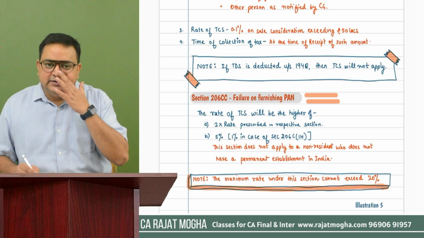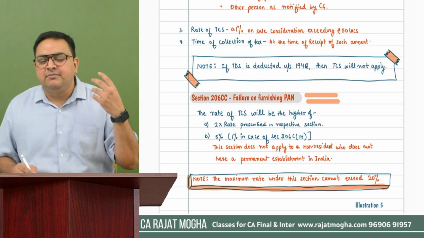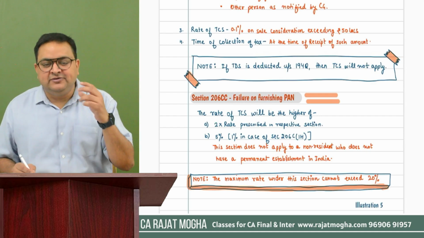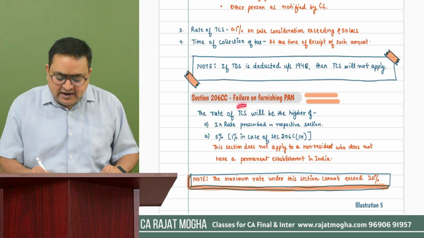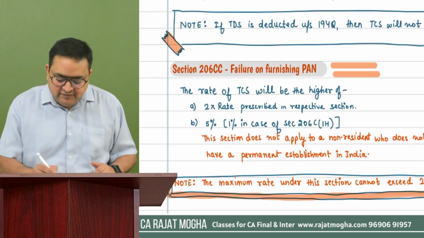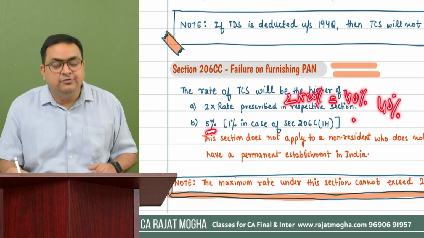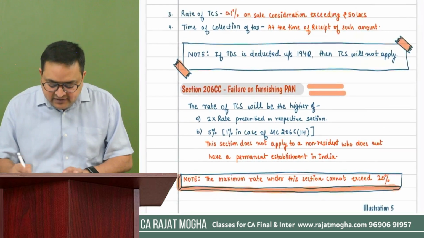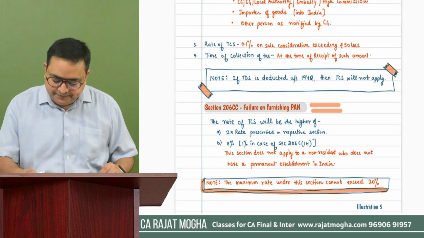Let's say this person is remitting money outside India under the LRS scheme, which is, let's say, more than 7 lakh rupees. So 20% TCS will apply in that case. If that person has not furnished the PAN number, we would say 2 into 20%, that would be 40%, or 5%, whichever is higher. So 40% we are going to apply as TCS? No, 40% would be too high. So in this case, they have mentioned that the maximum limit of TCS should not go above 20%, right?